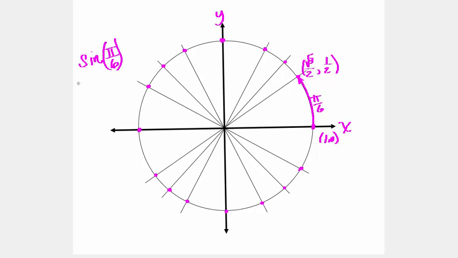So if I want to know the sine of pi over 6, all I have to do is remember that the sine function pertains to which letter? That's right, the y value. So if I go to the y coordinate of this point, I'll find it to be 1/2, which tells me that the sine of pi over 6 is 1/2. Yes, it's that simple, as long as you know the unit circle. Let's do another one for practice.